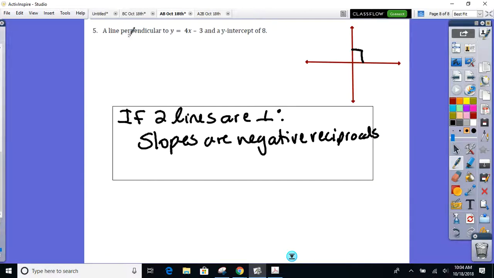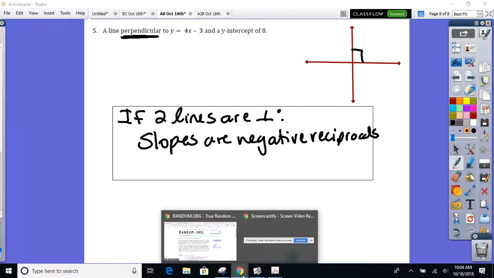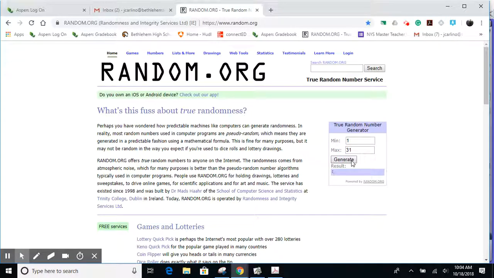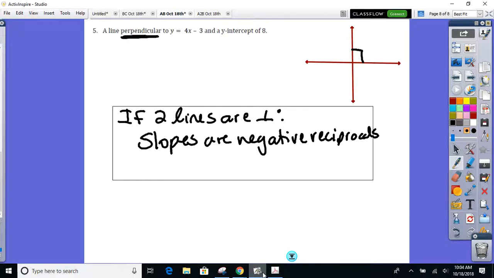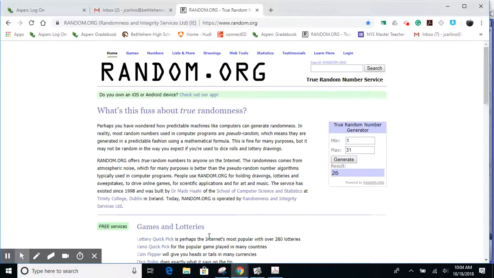So a line, here we go, perpendicular. So I'm thinking negative reciprocal. What is the slope of the line I have given you? 4x minus 3. What's the slope of that line? 4. Everyone agree? The slope's 4. Now, what do I mean by negative reciprocal? So right now the slope's 4, but now I need the negative reciprocal to find the line that's perpendicular. Negative reciprocal. Flip and change the sign.